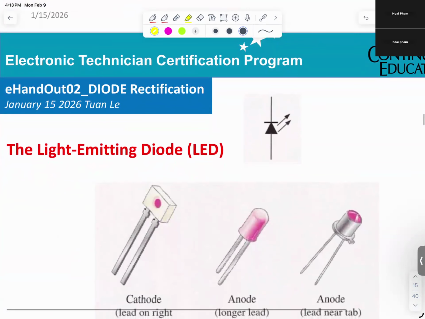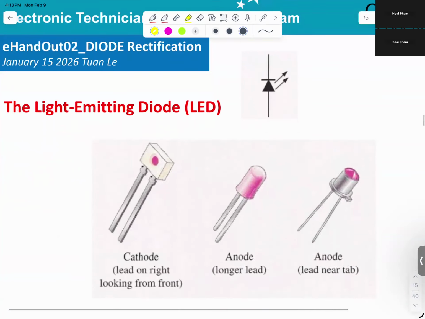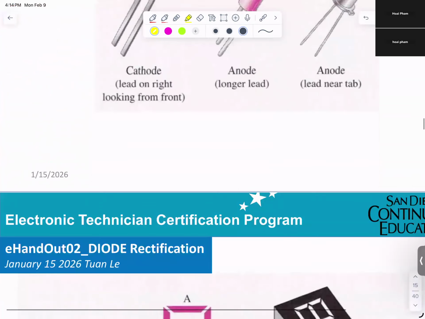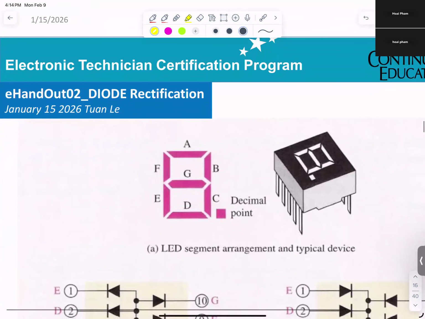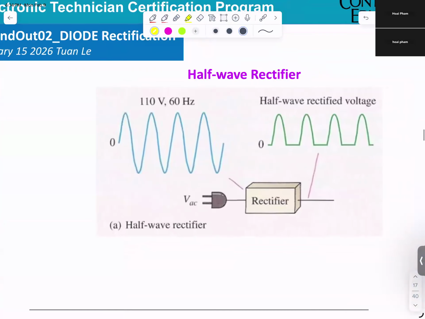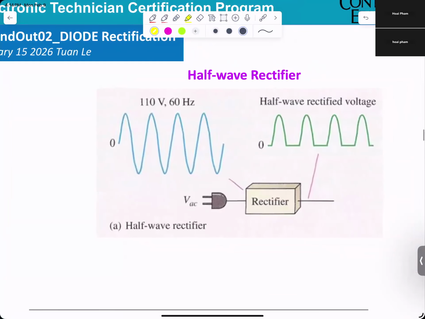Now, light emitting diode. Okay, you can see the light, they can turn on, turn off. And now also this is a 7 segment. That means they will be converted to decimal numbers, or A, B, C, D. Okay, that's a segment.